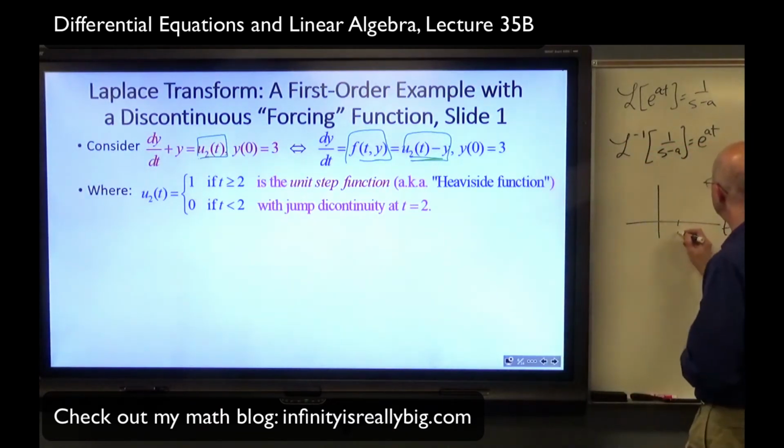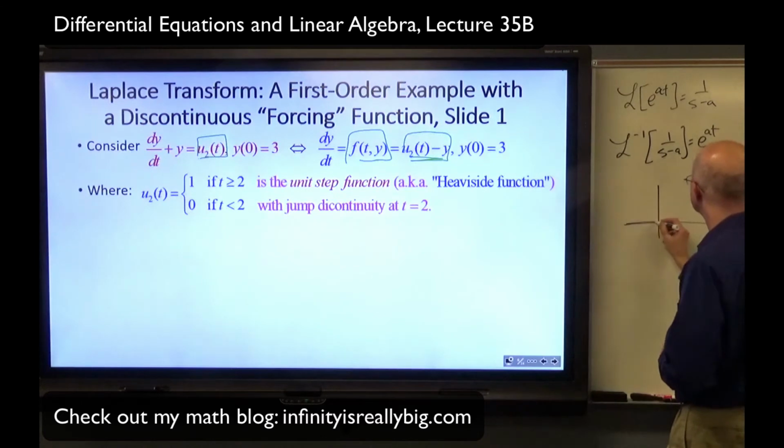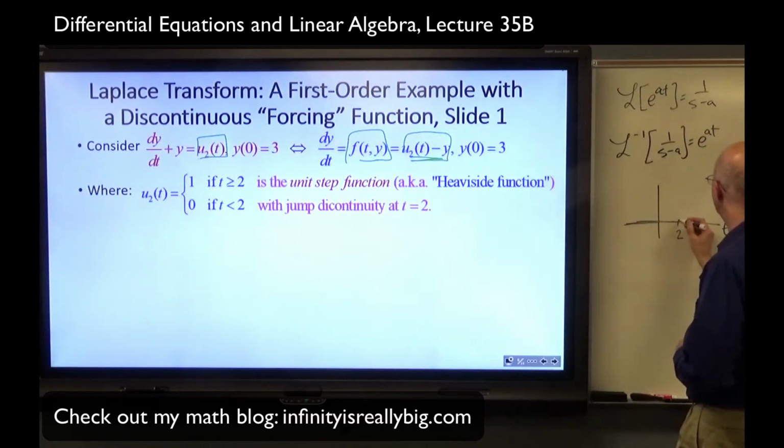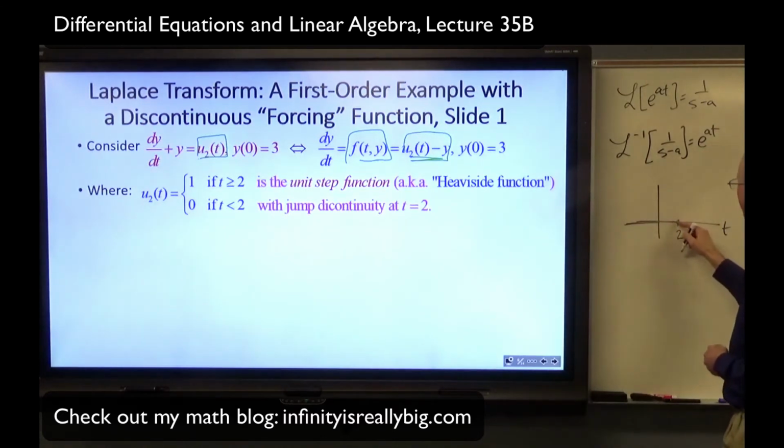as a function of t, it's 0 when t is less than 2. Put like an open circle right there to emphasize the point (2, 0) is not on the graph. Then it's 1 with a filled-in circle right there when t is greater than or equal to 2. The filled-in circle just emphasizes that the point (2, 1) is on the graph. This is u2 of t.